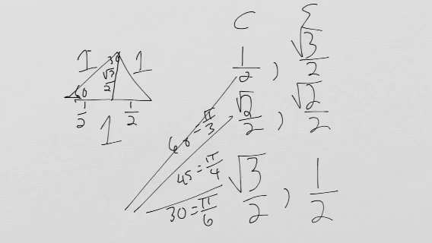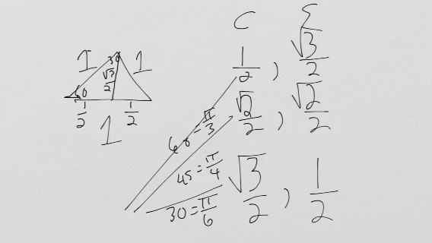So then we say, what is sine of 60? What is opposite over hypotenuse? It's root 3 over 2 divided by 1, so it's root 3 over 2. What's cosine of 60? It's 1/2. So cosine of pi over 3 is 1/2. What is sine of pi over 3, 60 degrees? It's root 3 over 2.